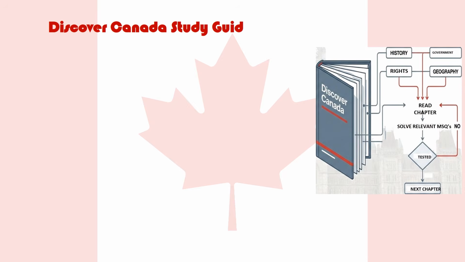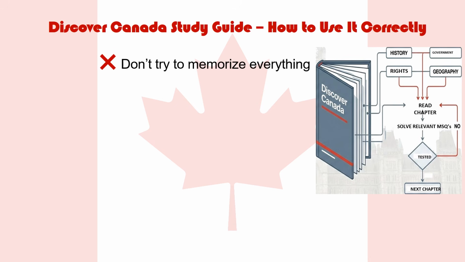Discover Canada Study Guide: How to Use It Correctly. Many people fail because they read the book the wrong way. Don't try to memorize everything. Don't read like a storybook. Instead, divide the guide into key sections. For example, Section 1 will be Canada's history, Section 2, government and political system, Section 3, rights and responsibilities, Section 4, elections and voting, Section 5, geography and regions, and Section 6, economy and symbols.